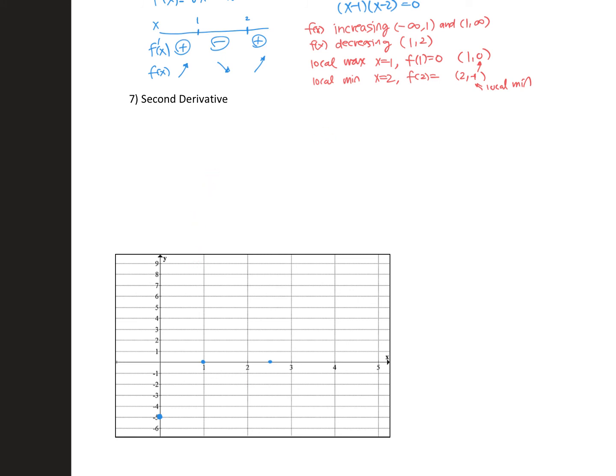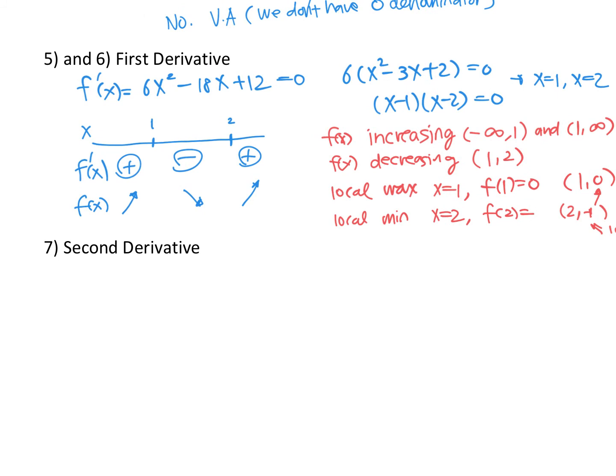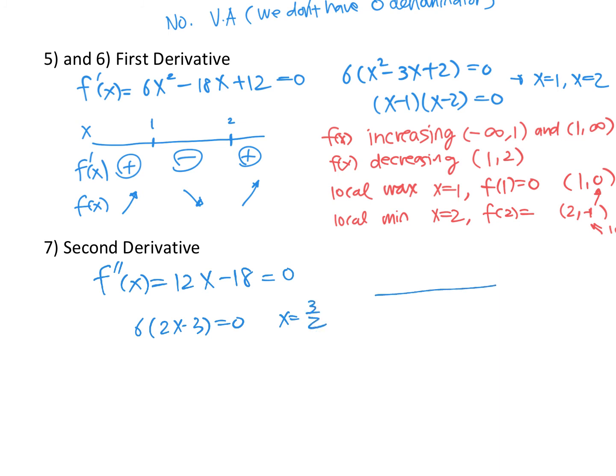Let's look at the second derivative. So first derivative was this thing. Second derivative will look like f double prime of x is 12x minus 18. Again, I want to see when it's positive or negative. So let's say when it's equal to 0 first. I can factor out 6. 2x minus 3 is equal to 0. x is 3 over 2. Right? So here, 3 over 2.